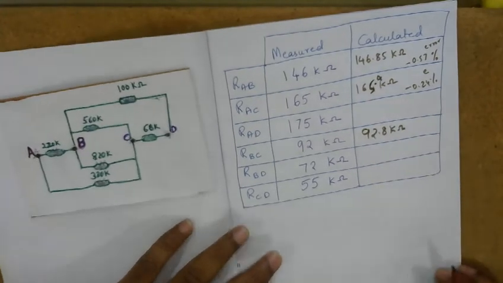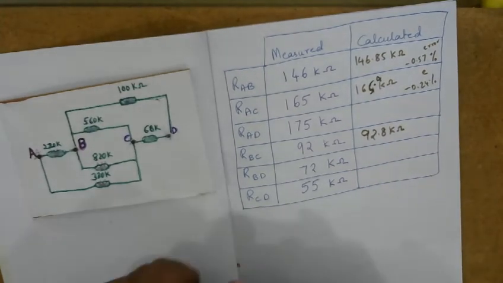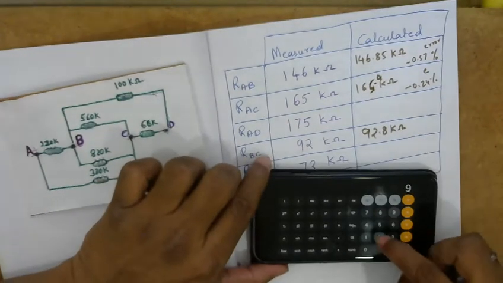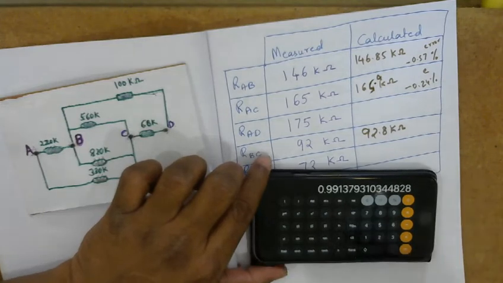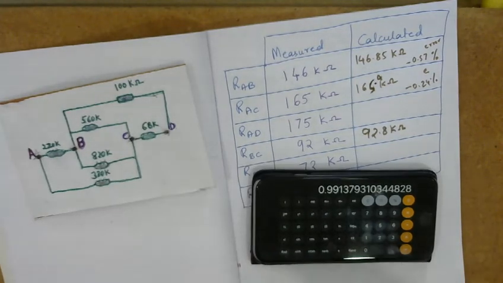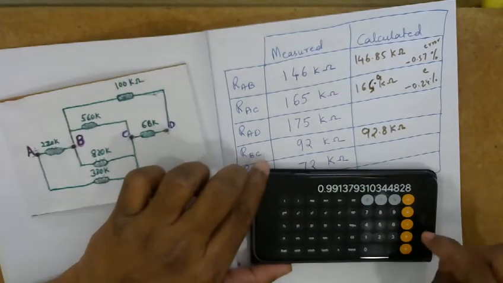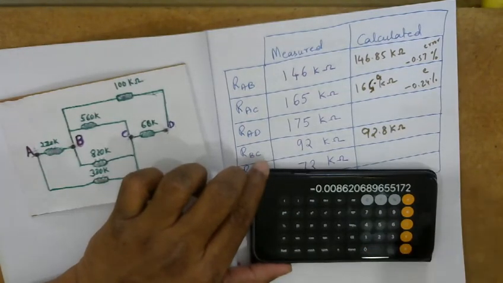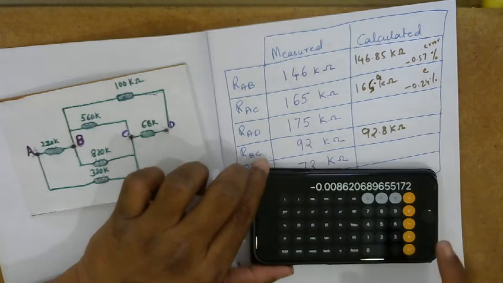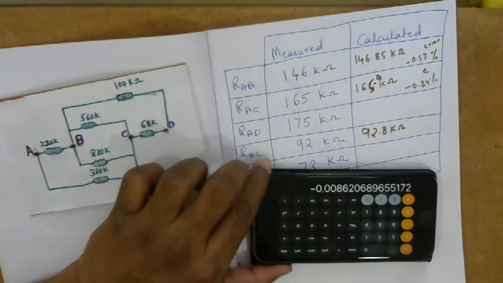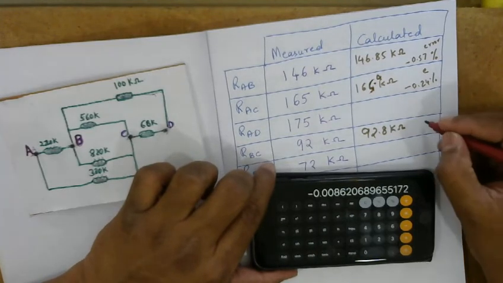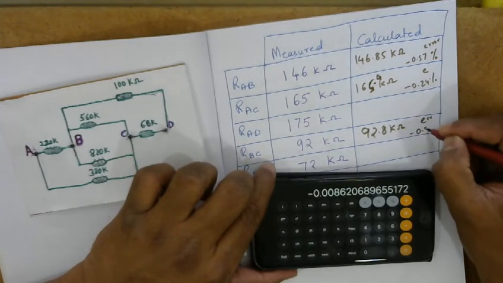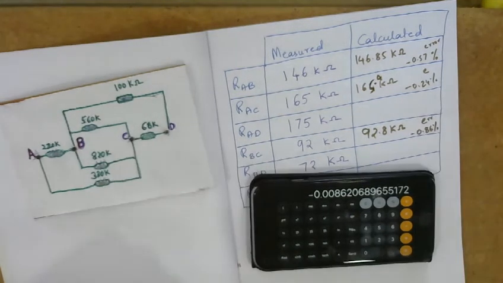Again, to find the error, I simply take 92, the measured value, divided by 92.8, the calculated value, and it is 99.13%. Minus 1 will give me the error. This is in fraction, so multiply by 100, and I get minus 0.86%. So the error is minus 0.86%. Again, the error is within 1%, which is quite good.